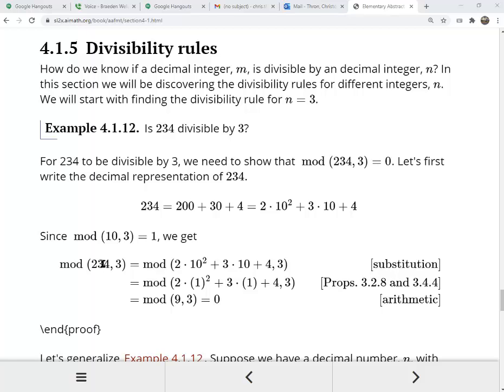All right? We can simplify the remainder calculation because we can expand out the 234, but we can replace 10 squared, we can replace the 10 with 1, okay? So instead of having 234, suddenly we have 2 plus 3 plus 4, okay? And that adds up to 9. So we have to take the remainder of 9 mod 3, which is 0. So that tells me that, yes, the 234 is divisible by 3.